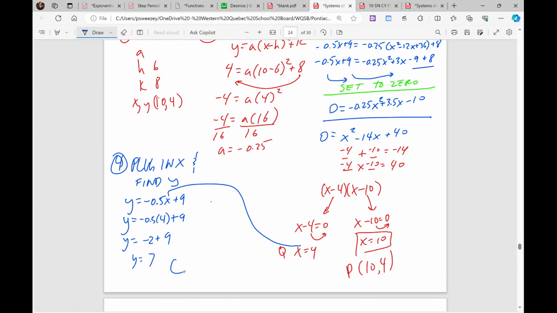And that means point Q is 4 and 7. And if you go back up to the diagram, does it make sense that the y is higher on that than point P? Yes, it does, because it's going down. So we can kind of validate that just through the diagram itself.